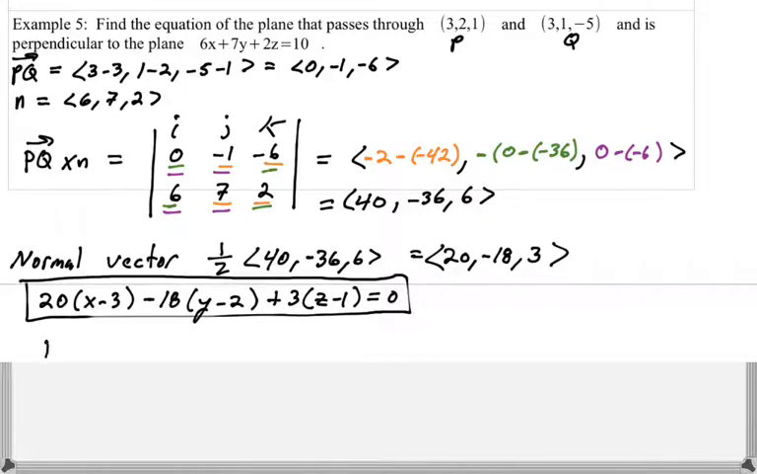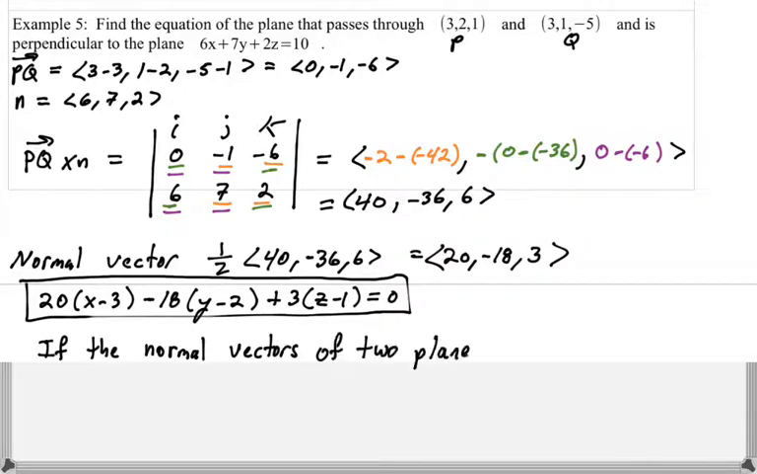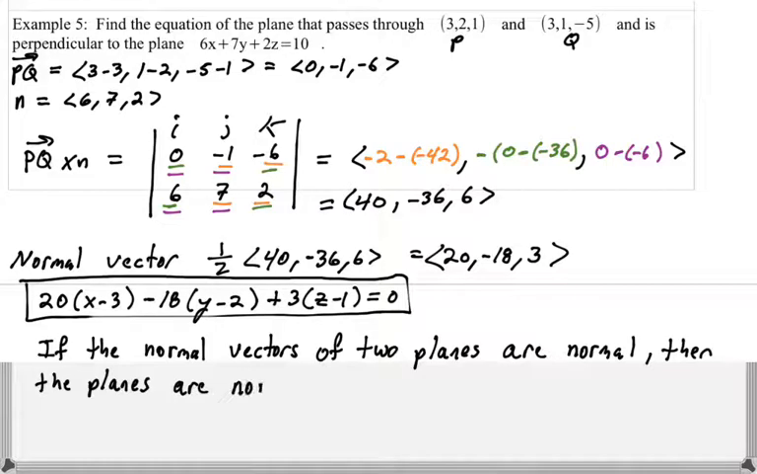Okay, and so we did use this fact here. If the normal vectors of two planes are normal, then the planes are going to be normal or perpendicular or orthogonal to one another. So that means they intersect at a 90-degree angle.